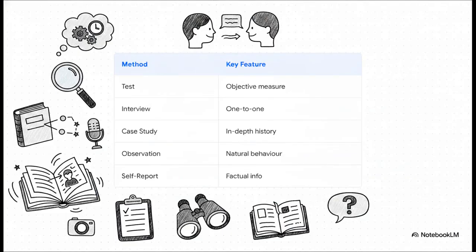All right, Section 4, Methods of Measurement. So now that we know what attributes and domains we're actually looking for, we need to understand the tools used to measure them. In psychology, there are 5 primary assessment methods. First, you have the psychological test. This is your classic, objective, standardized measure. Next is the interview, which is all about seeking information on a one-to-one basis. Then we have the case study, which is a really in-depth dive into an individual's unique history. Fourth is observation, which means systematically recording natural behavior exactly as it happens. And finally, self-report, where a person provides factual info about themselves.